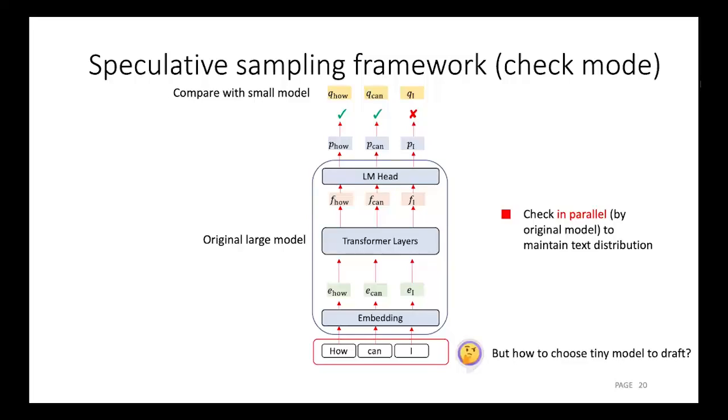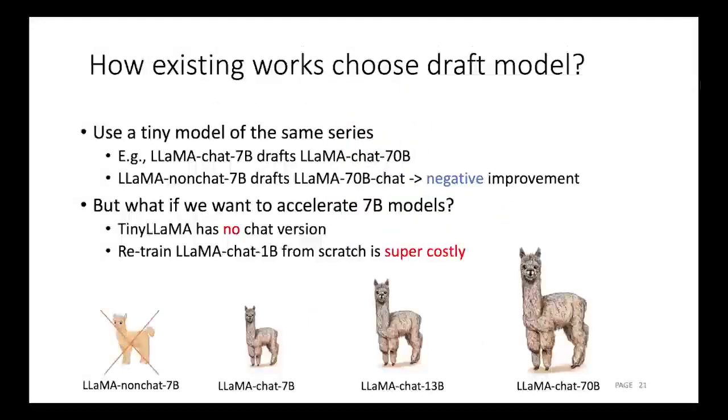But the next issue is how can we choose a tiny model to do the draft? So let's first look at how existing works choose the draft model. Typically, let's say you have a Llama-2-chat 70 billion model you want to accelerate. In order to choose a small model to draft, people typically use a tiny model in the same series. So for example, this is a Llama-2-chat model, so you use a Llama-2-chat 7 billion model to do the draft for the Llama-2-chat 70 billion. But suppose you have another model, let's say the Llama model, but that is a base model, a non-chat model, but it's still quite small, a 7 billion model. If you use this model to draft for the Llama-2-chat 70 billion model, typically you will see negative improvement. It will be even slower, because you can imagine that the acceptance rate will be pretty low. So most times the draft is not accurate.